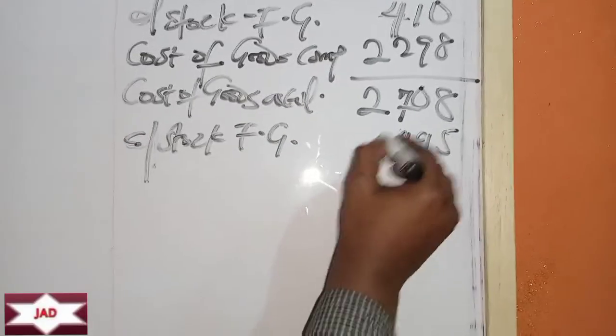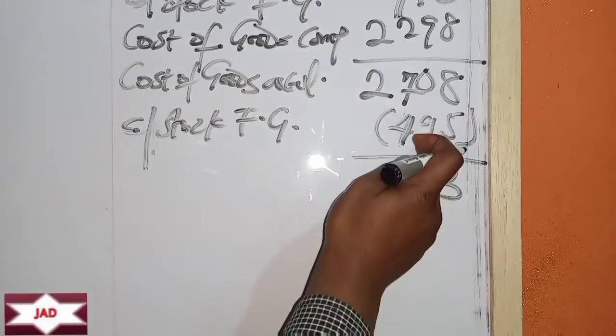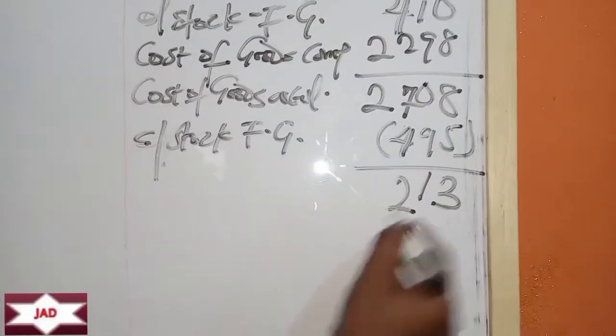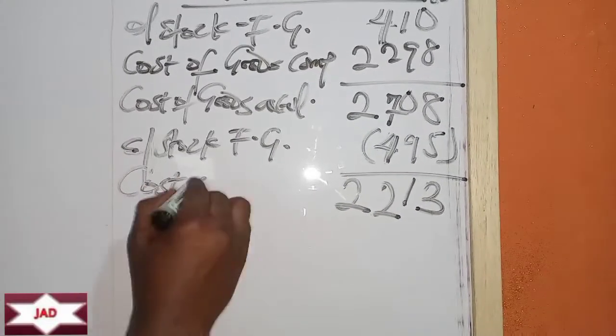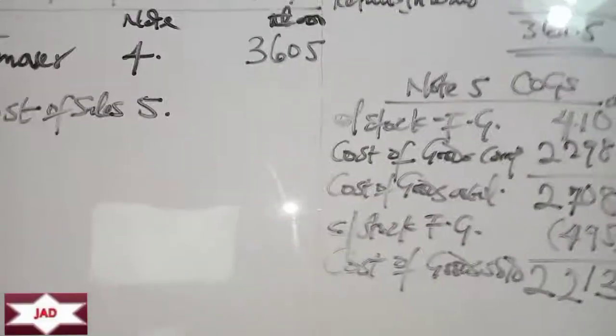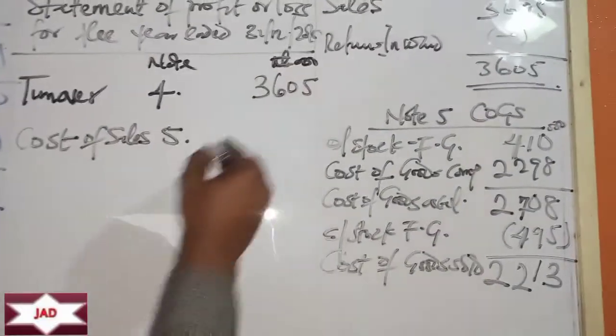We have 495. Okay, so we deduct 8 minus 5 is 3. 0 minus 9, so 10 minus 9, 1. Remaining 6, 6 minus 4, 2. So we have 2. So this is your cost of goods sold. So that's what's coming here as your cost of sales.